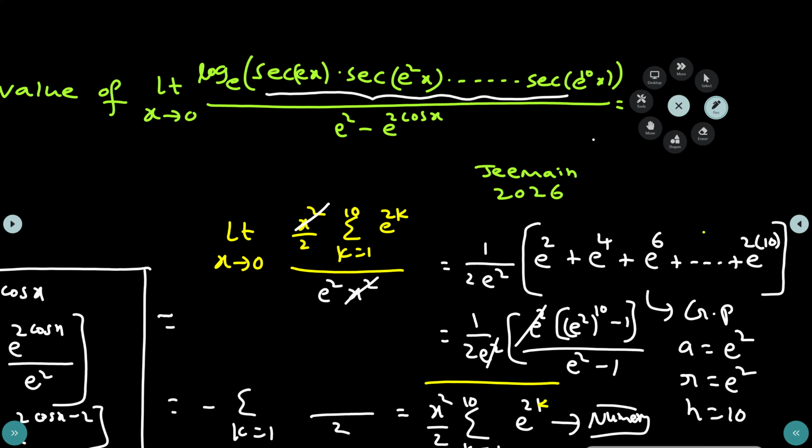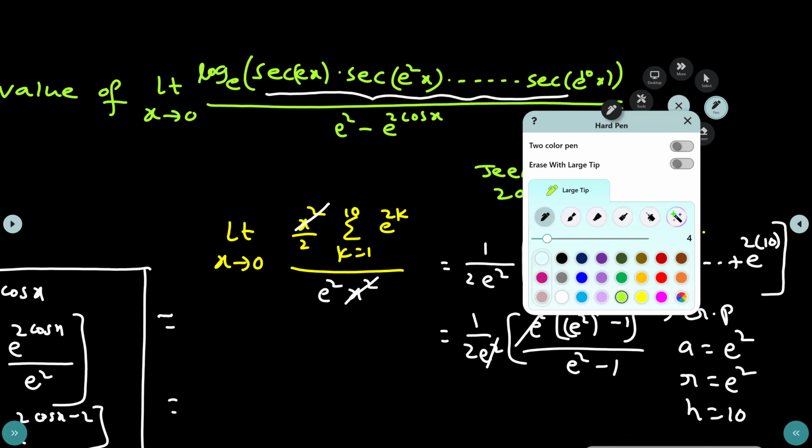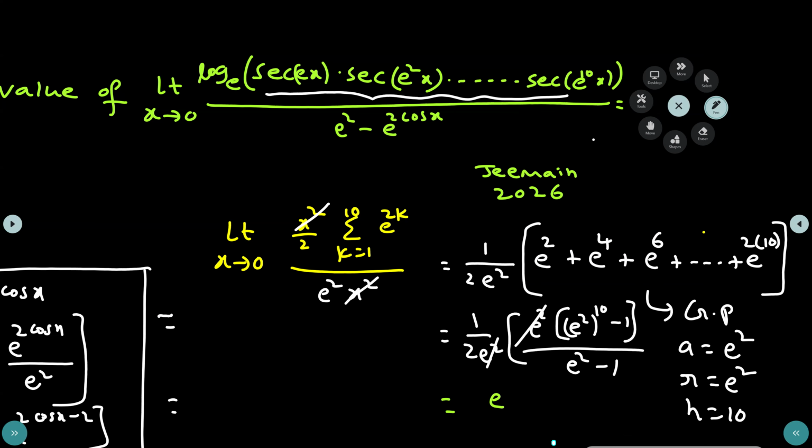Okay. So finally, what is your answer? You observe. What is the final answer? E power 20 minus 1 by 2 into e square minus 2.